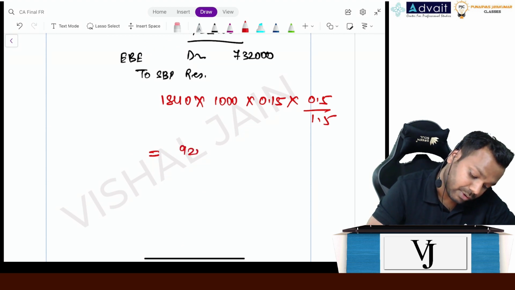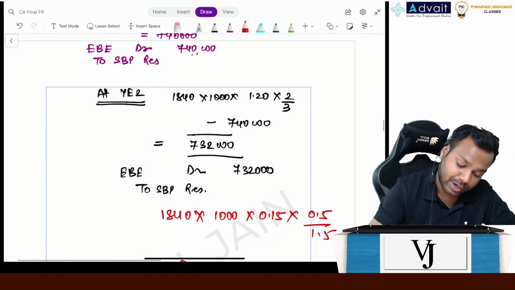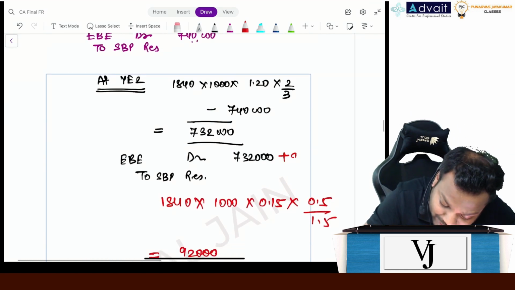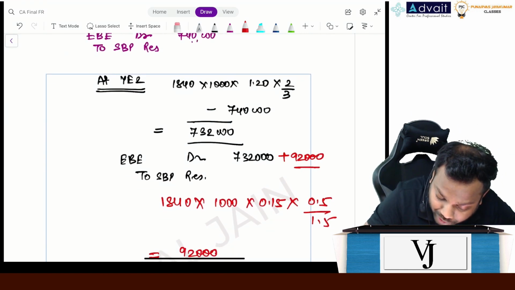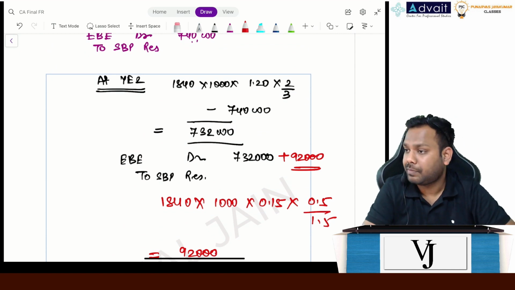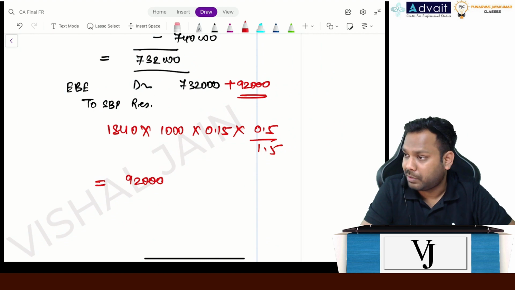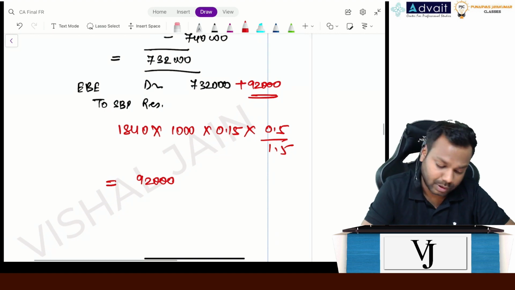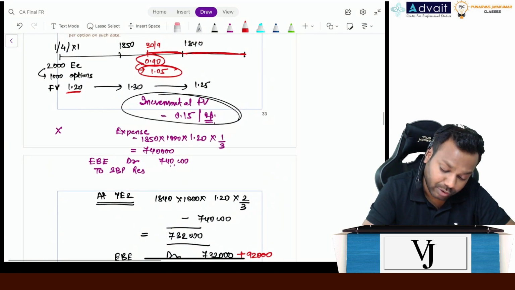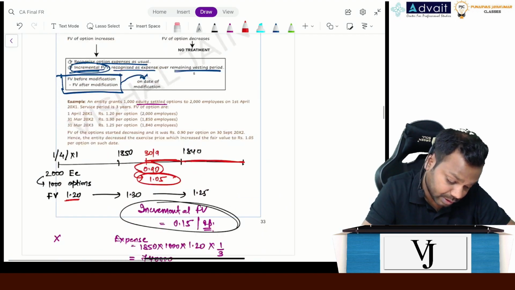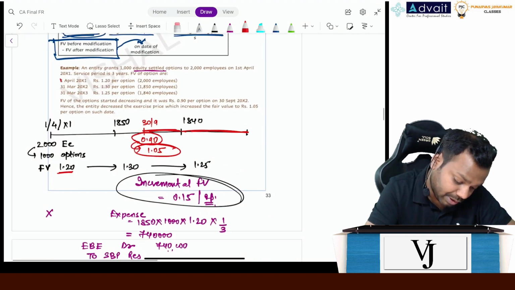92,000. So now when you pass the journal entry, you will write plus 92,000 as well. Is it clear, everyone? Similarly, in the next year, you will do 1 by 1.5. Clear, everyone? Good. Sorry, 1.5 by 1.5 in the next year. So this example is also done.